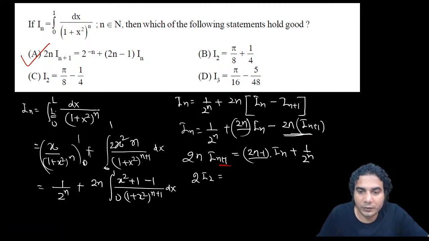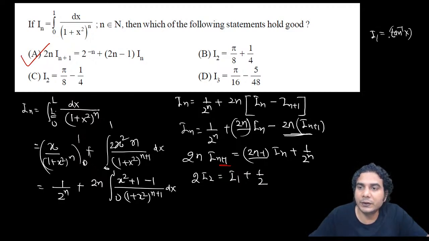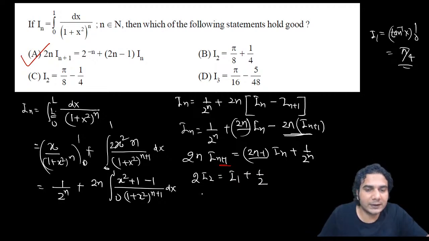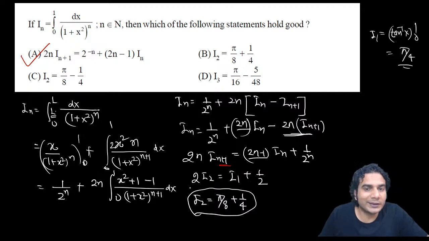So if you put n is equal to 1, this is I1 plus 1 upon 2. So what is I1? I1 you can find easily. I1 is basically tan inverse of x from 0 to 1, and this is pi by 4. So I1 is nothing but pi by 4. So I2 is pi by 8 plus 1 by 4. This is your I2. So yes, I2 is also correct.